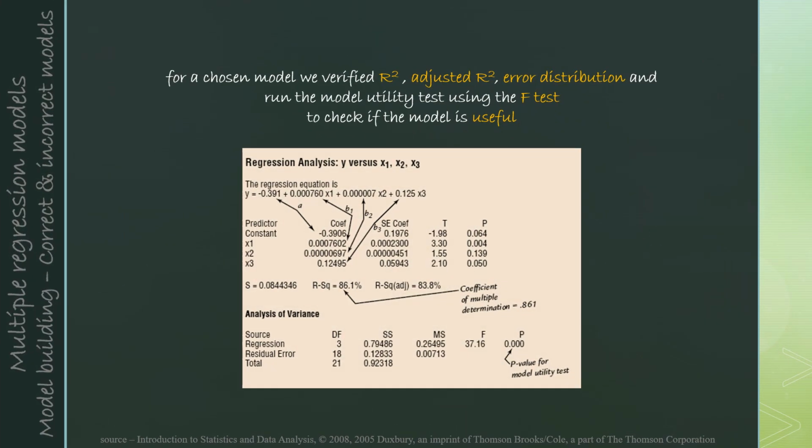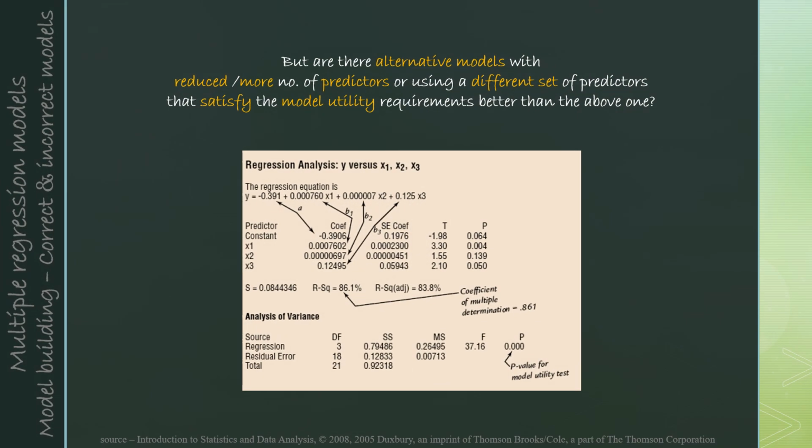In the previous lecture, for a chosen model, we verified R-square, adjusted R-square, error distribution, and ran the model utility test using the F-test to check if the model is useful. But are there alternative models with reduced or more number of predictors or using different set of predictors that satisfy the model utility requirements better than the above one? Let's check that out with another example.